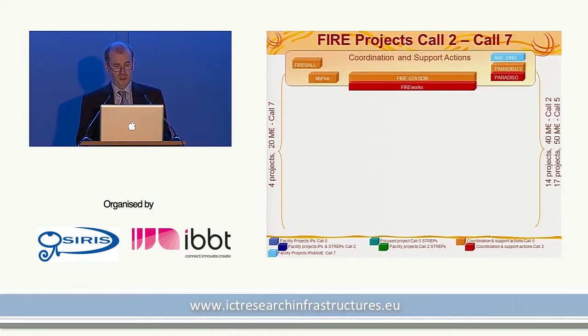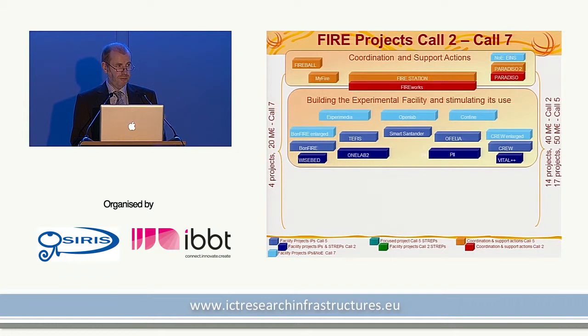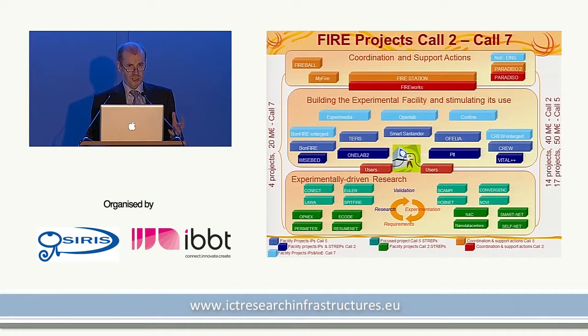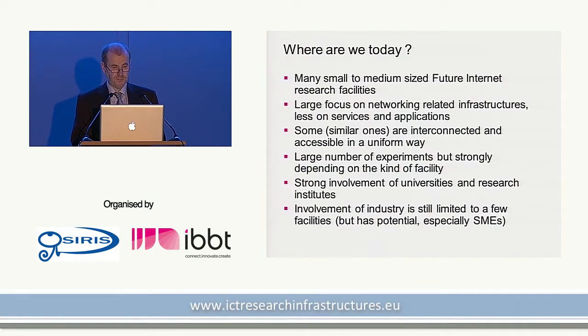So, of course, we have the coordination and support actions. We have 12 different research facilities that have been built up over the years. And then you have about 16 projects dealing with doing experiments on all of these facilities. So this is the current status.